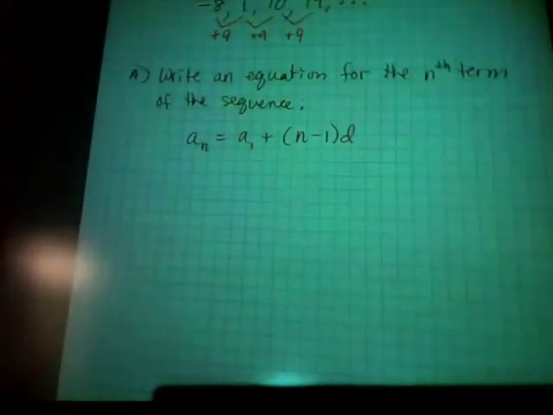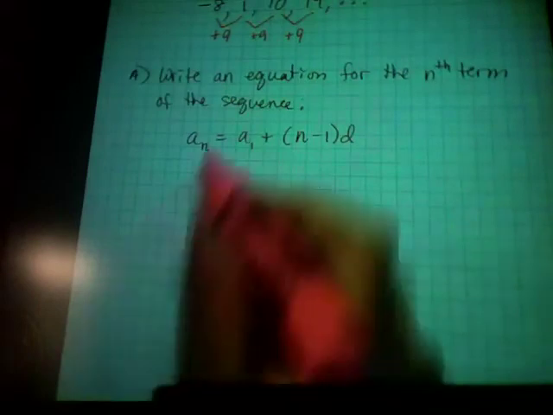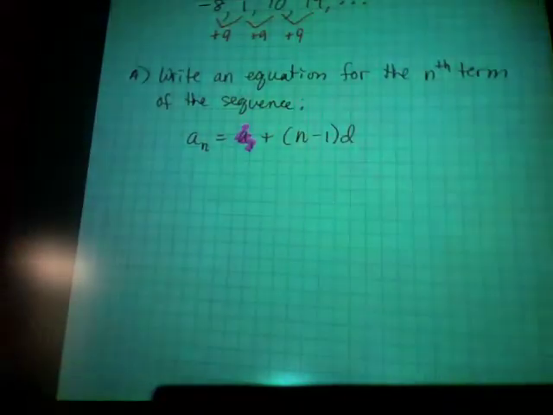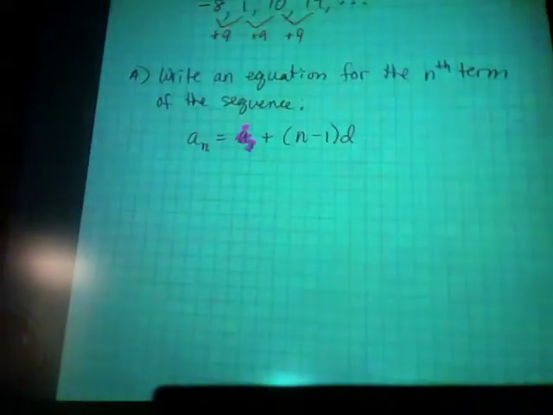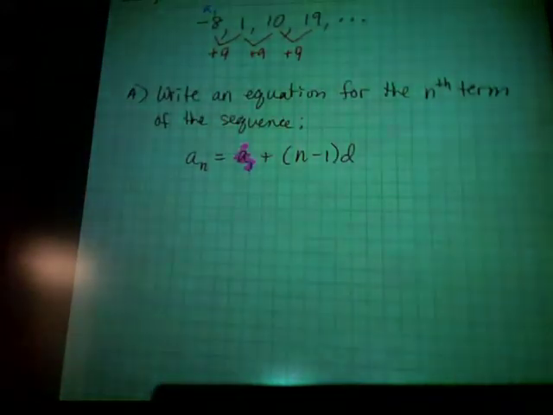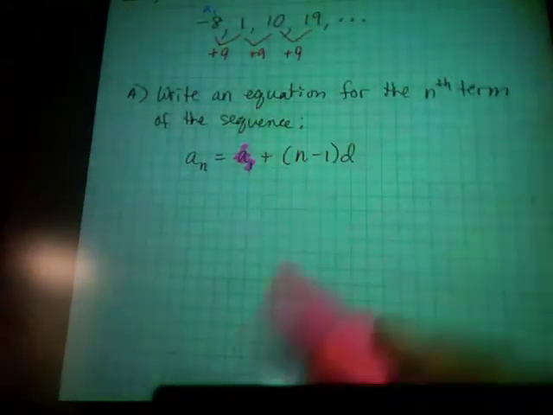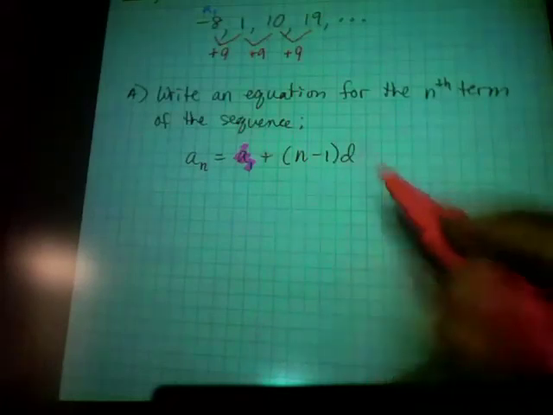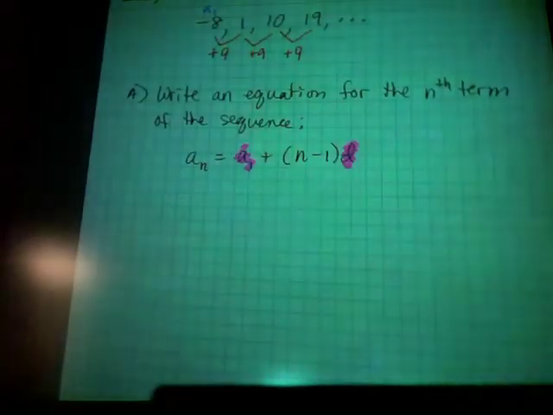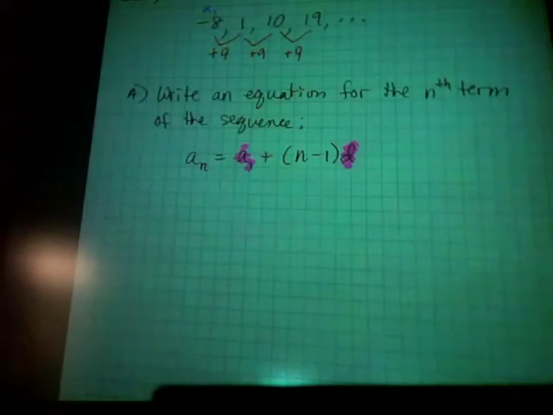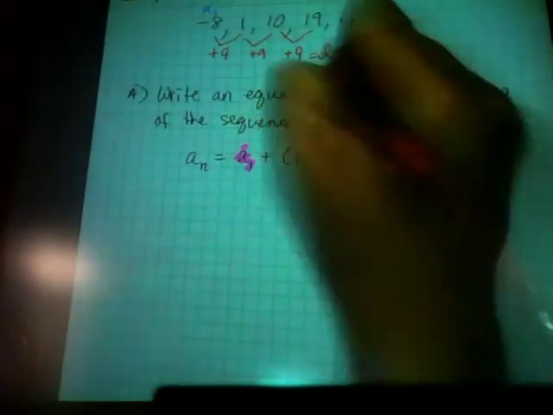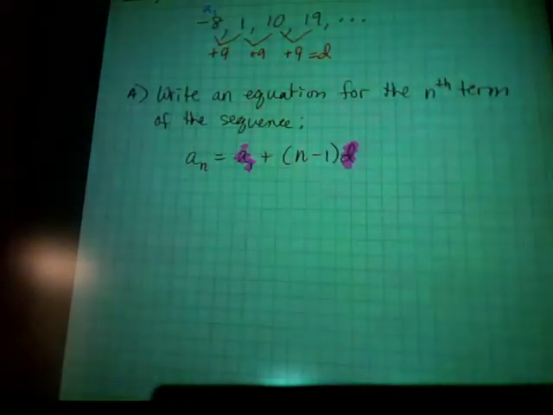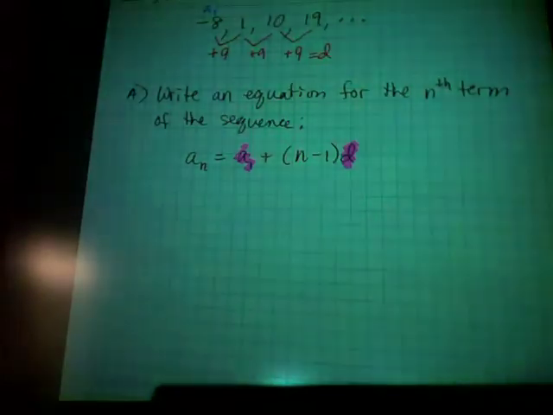Then let's just put in the things we know for sure. What things in here do I know for sure? I know a sub 1, right? I know this one. What is that? So up here I'm going to put a sub 1, right? And then what else do I know? I know d. What's d? 9. So this is my d, right? So that's all you're going to replace.